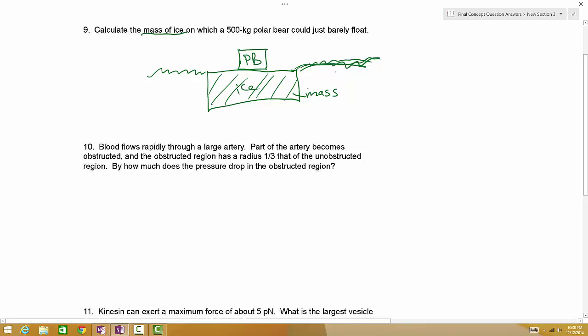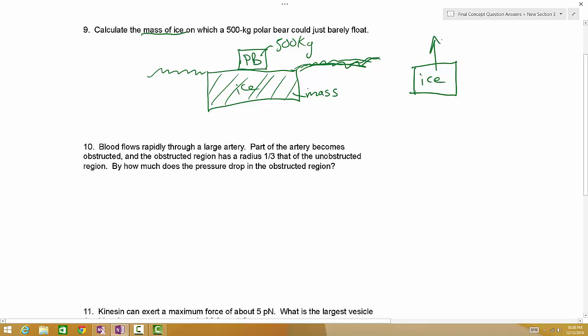Well, this problem involves ice in water, so there's going to be a buoyant force pushing up. And we also have the polar bear, which is 500 kilograms. So we have some masses, we have some buoyant force. So if we have forces, and we're looking for masses, I say let's do a free body diagram to put all those things together. So okay, let's do it with the ice.